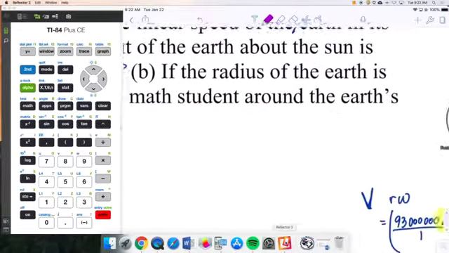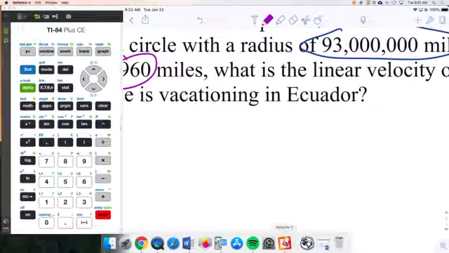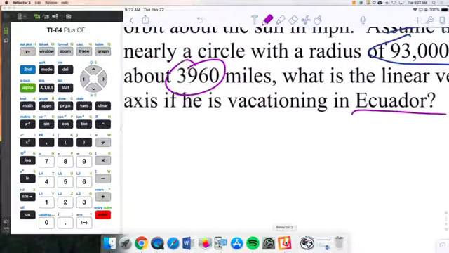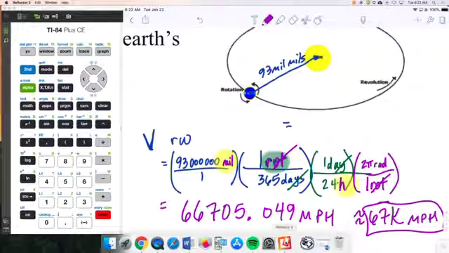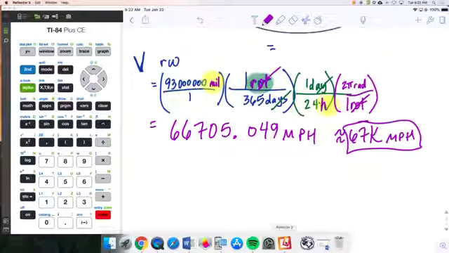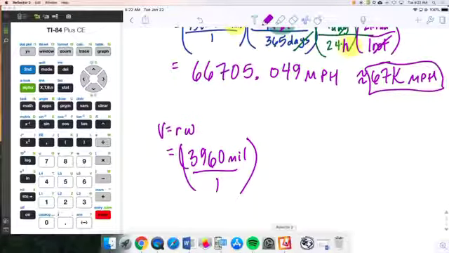What is the linear velocity of a math student around the Earth's axis if he's vacationing in Ecuador? Okay, so the 3960 is approximately the radius of the Earth measured at the equator. So there you go. Let's go ahead and figure that out. V equals R omega. So now the radius of the Earth is about 3960 miles. And again, you can put that over 1 if you'd like. We want to end up with miles per hour. So now I need to get something involving the angular velocity of planet Earth.